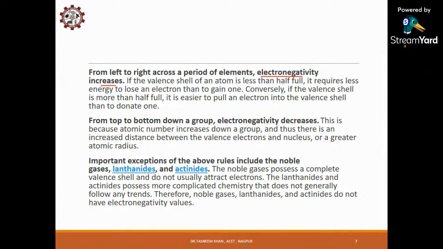So the valence shell is more than half full. It is easier to pull the electron into the valence shell than to donate. तो हम ऐसा बोल सकते हैं half filled, fully filled orbitals are stable, right? अगर हाफ फिल से ज़्यादा, फॉर एग्जांपल ये पी शेल, इसमें कितने इलेक्ट्रॉन्स रहते हैं, 6 रह सकते हैं मैक्सिमम. अगर इसमें 3 रहेंगे तो कोशिश करेगा ये खींच ले अपने तरफ, देने से ज़्यादा बेहतर रहेगा ये खींच ले अपने तरफ. सो इलेक्ट्रॉन नेगेटिविटी जो रहेगी वो बढ़ती जाएगी.